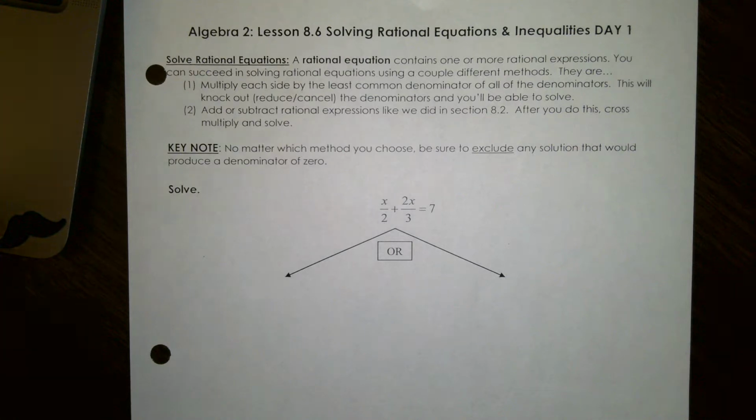The first method uses a common denominator, and we multiply each side by that common denominator to essentially get rid of the fractions very early on. The second method allows you to get a common denominator and add the fractions, so you only have one to deal with, and then we can cross multiply and solve. I suggest for this first one, you do it both ways, and then after that, decide which method works better for you. So let's jump into it.